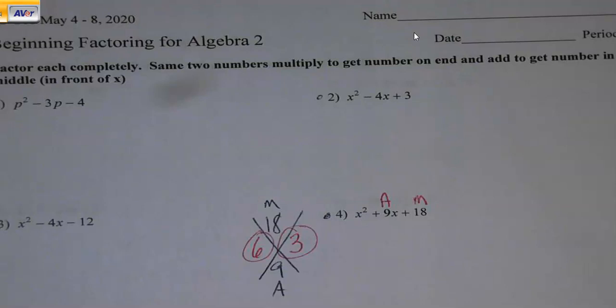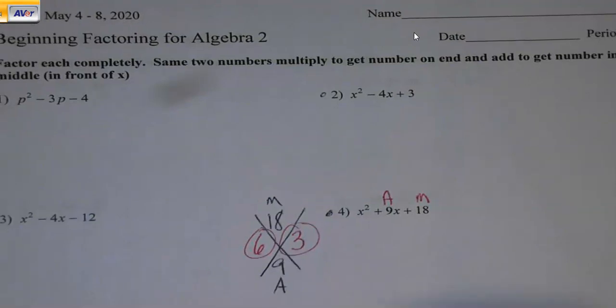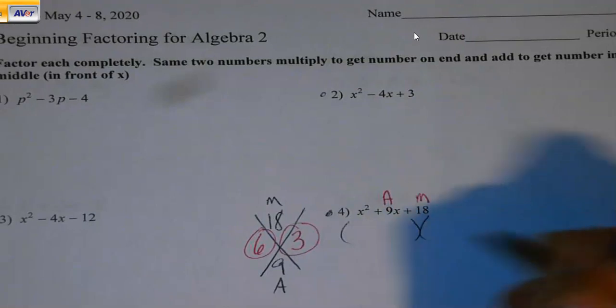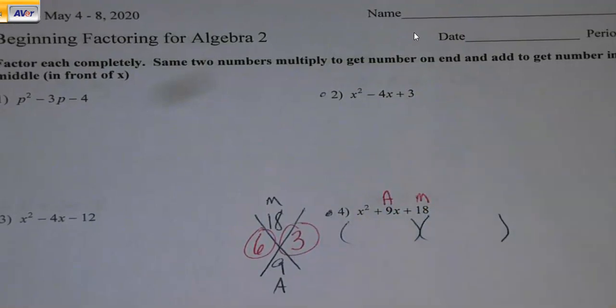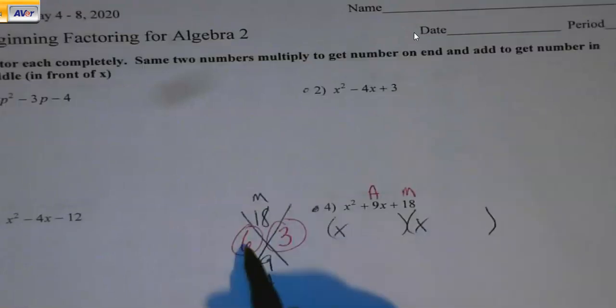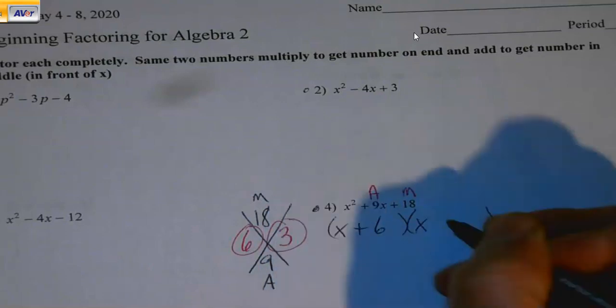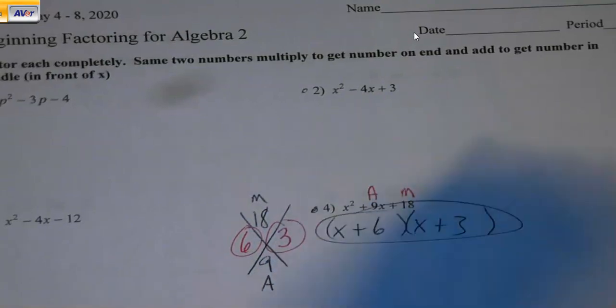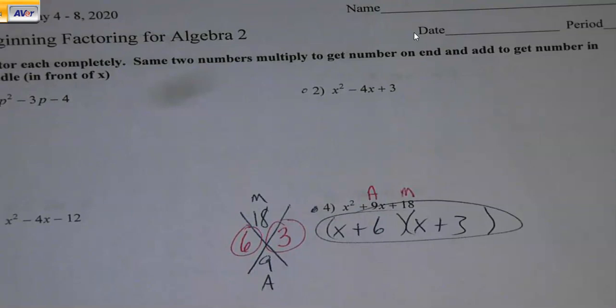Okay. And so what does this look like now? Am I done? Not quite, but it's pretty close though. I'm going to make two sets of parentheses, two quantities. Put an x at the start of each one, and these two values with their signs go in there. Positive 6, positive 3. You just factored. Okay? Pretty slick.